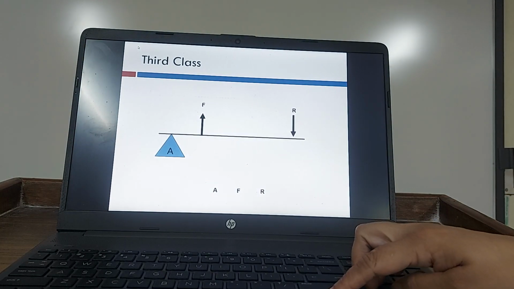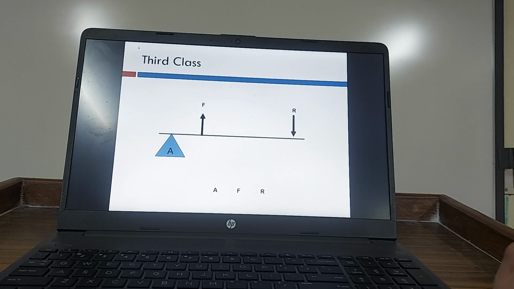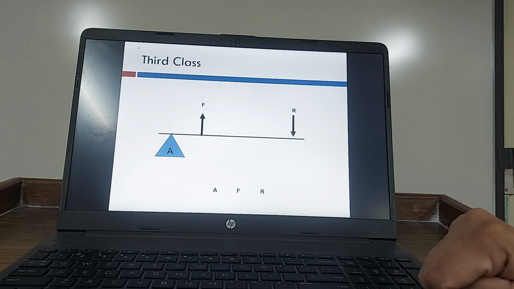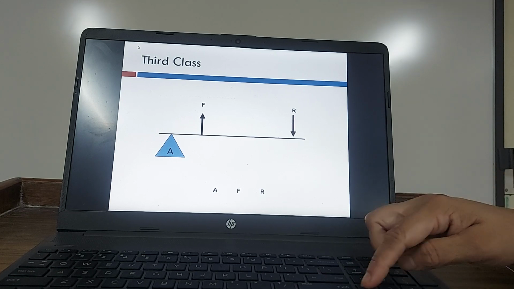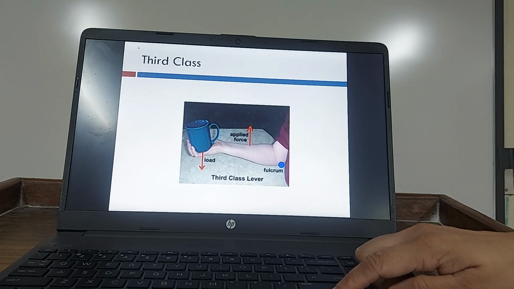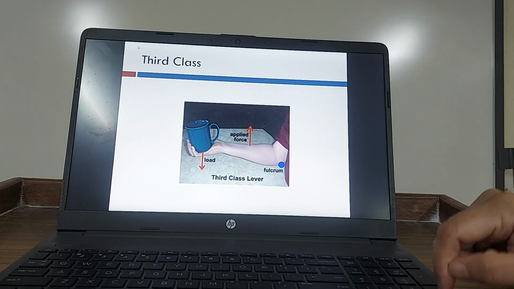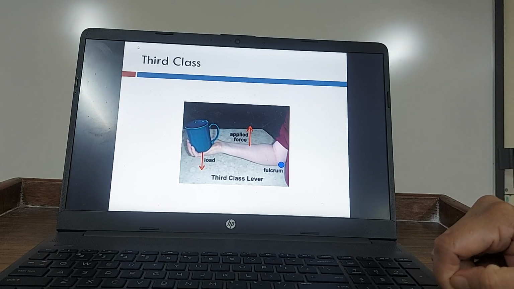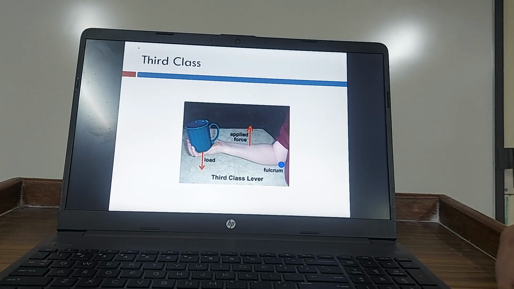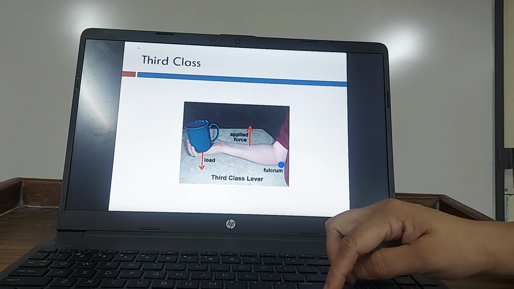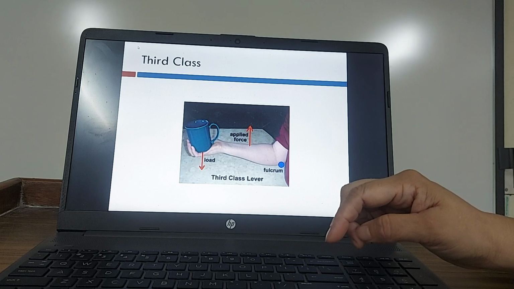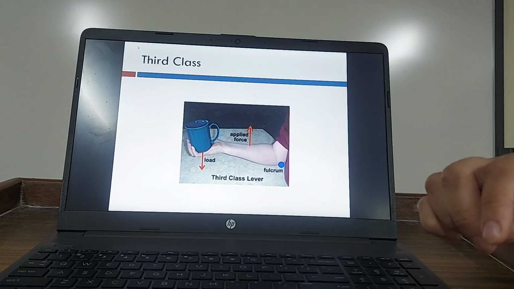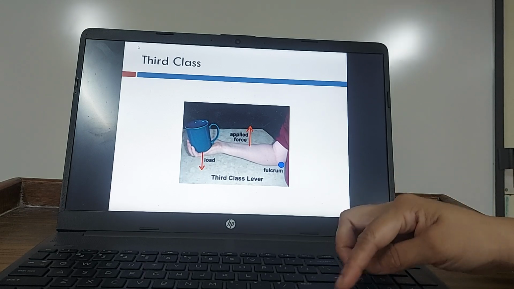Now, if we see the third class lever, in a third class lever the fulcrum is on one side, the resistance is on the other side, whereas the effort is in between. So you see, this is an example of a third class lever where you are trying to lift a cup with your hand, where the fulcrum is your elbow and the force is from the forearm muscles, and your load is in the hand. So the forearm muscles, the long flexors and extensors of the wrist and hand, are working here.